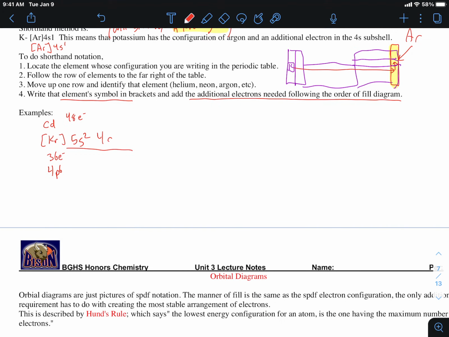So I write 4d. And if I write a 10 here, this now brings my number of electrons from 36. I'm going to add these up. So 36 plus 2 is 38, plus 10 is 48, which matches. And this is the shorthand for cadmium.